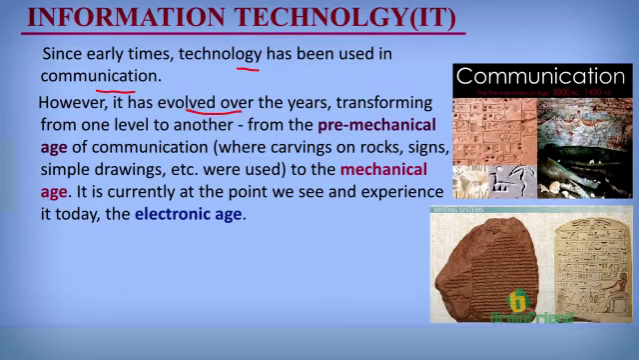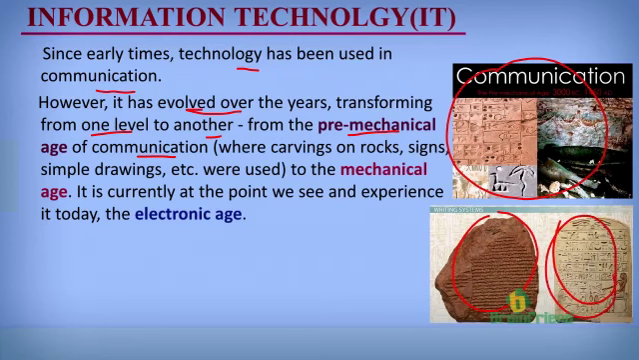Since early times, technology has been used in communication. However, it has evolved over the years, transforming from one level to another. Starting from the pre-mechanical age of communication, where carvings on rocks, signs, simple drawings were used. These are examples of carvings that were used in the early times to describe something or pass across information to a fellow person. We can see diagrams of carvings that were used in the early times to pass across information to a person or a group of people. Now, from that pre-mechanical age, it transformed to the mechanical age. Currently, we are at the point we see today, which is the electronic age.